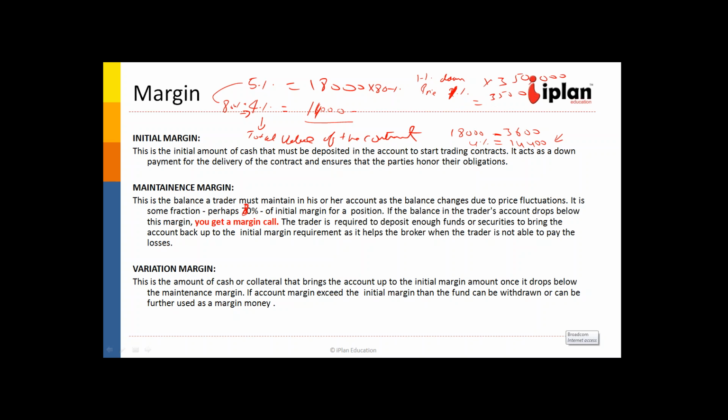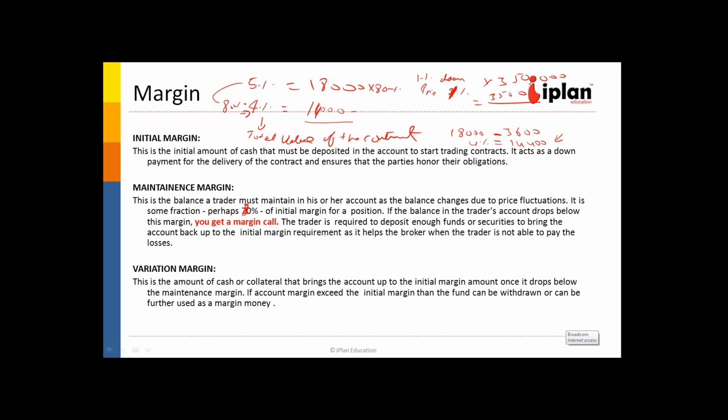So 5% to 4% means 1% loss, and 1% loss means almost 3,500 loss. So if 3,500 loss is reduced from this, you get a margin call. What happens in a margin call is your broker calls you or sends you an SMS and asks you to deposit the short margin, which is, let's say, 3,500 or maybe 3,400, whatever it is. I'll tell you how to calculate the exact margin.